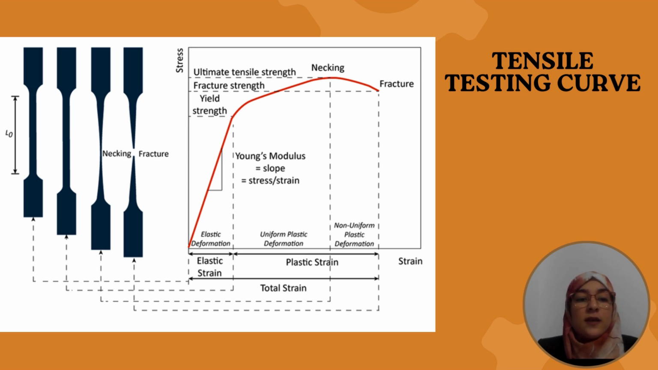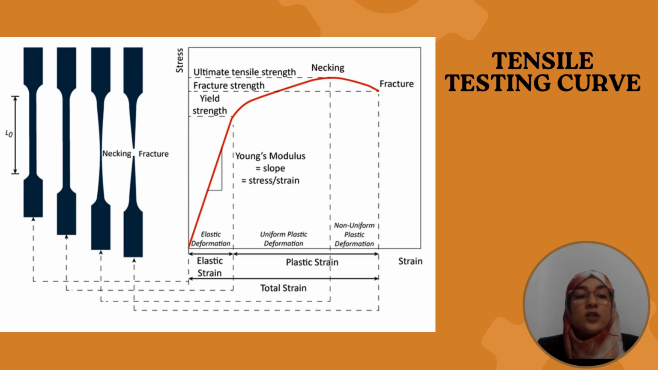After that, necking occurs as the material continues to deform. It is a localized reduction in cross-sectional area, and necking is characteristic of ductile materials. Finally, we have the failure point. The material ultimately fails at the point of fracture. The failure may occur suddenly or with some degree of deformation depending on the material.